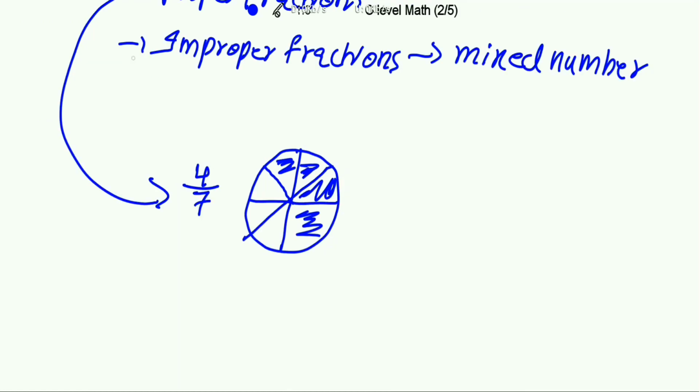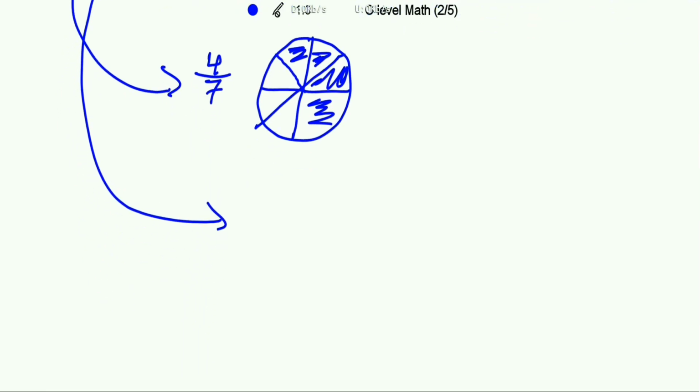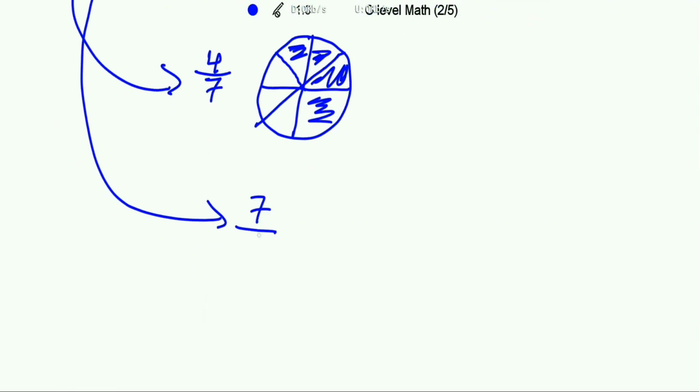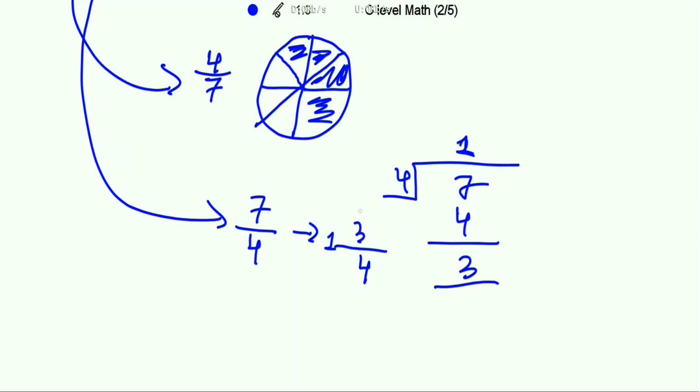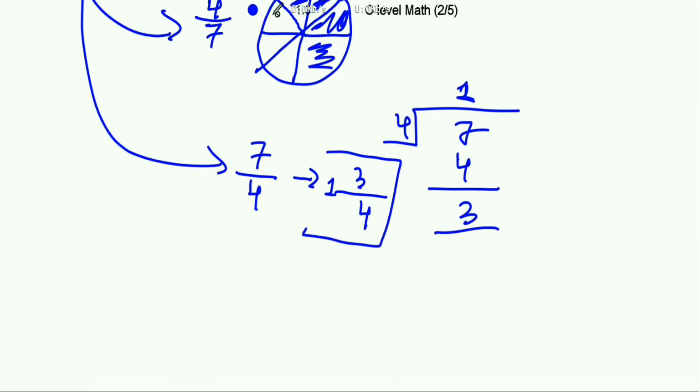And what are improper fractions? An improper fraction is when the numerator is greater than the denominator. Let's say 7 upon 4. This is known as an improper fraction. Then you can convert this improper fraction into a mixed number. Let's take the division, 7 divided by 4. 4 times 1 is 4, and 3 is the remainder. You can write this down as 1 and 3 upon 4. This is a mixed number. This is how you write it as a mixed number.